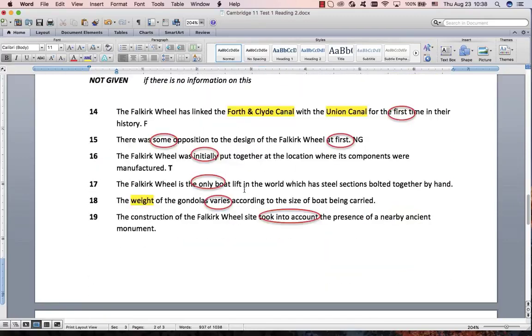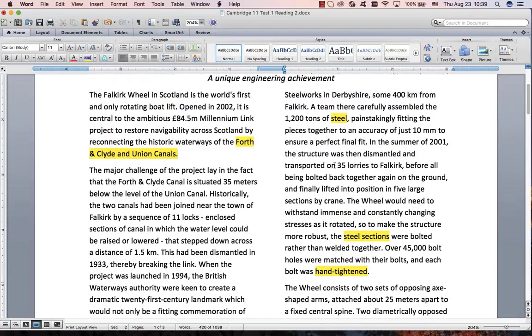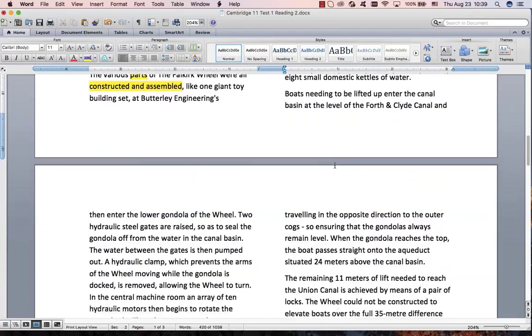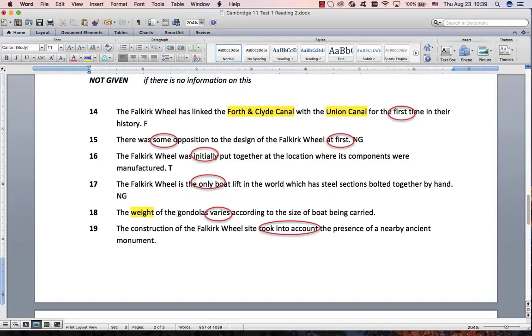Right, is it the only boat in the world which has steel sections bolted together by hand? So we found this over here. They were bolted rather than welded, but is it the only one? Do they say anything about the other ones in the world? We don't know. So only is not there. IELTS loves to test this word only. It's not given.